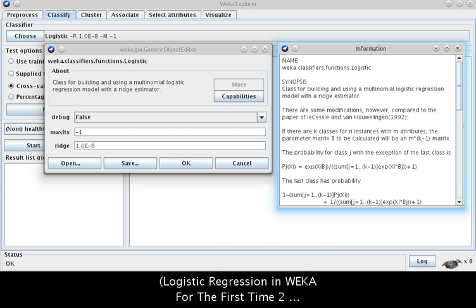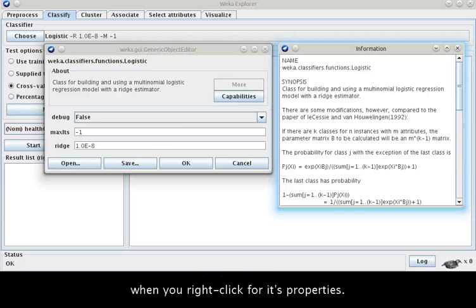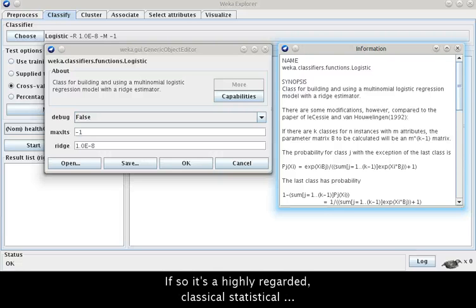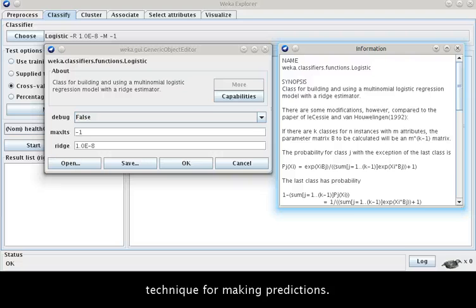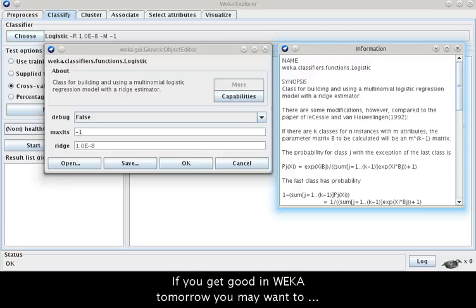You may be wondering what logistic regression is, but not able to understand what it says when you right-click for its properties. If so, it's a highly regarded classical statistical technique for making predictions. If you get good in Weka tomorrow, you may want to train a logistic regression formula so it can learn with increasing accuracy to predict something.